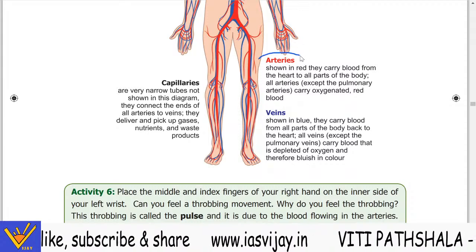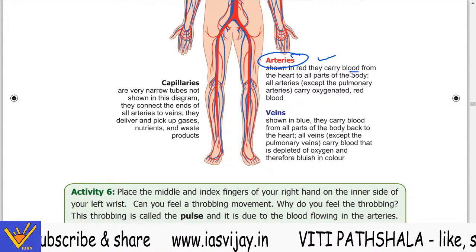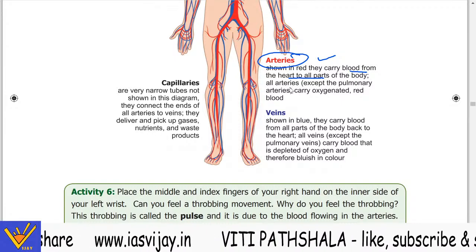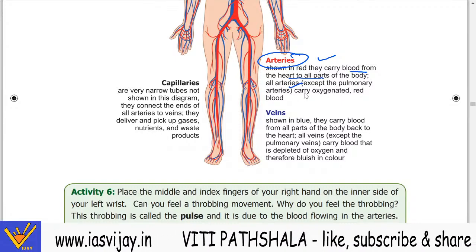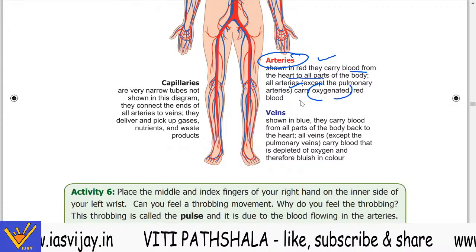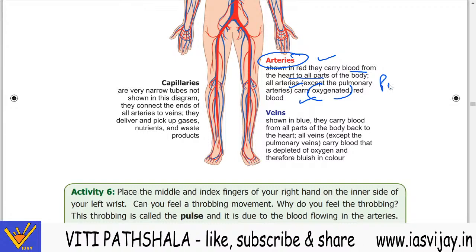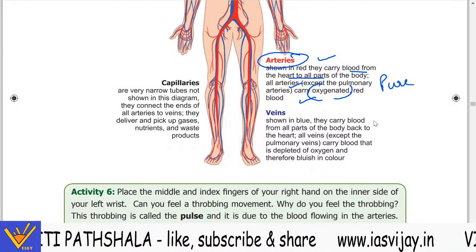The arteries shown in red carry the blood from the heart to all parts of the body, and all arteries except the pulmonary arteries carry oxygenated red blood, meaning that they carry the pure blood. ये pure blood को carry करती हैं.